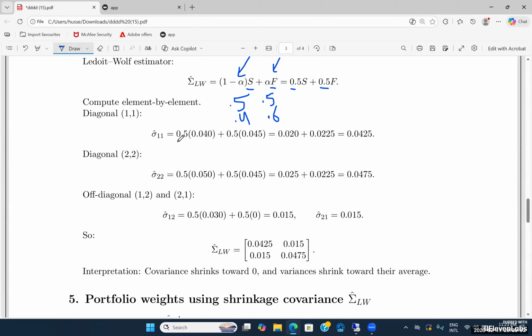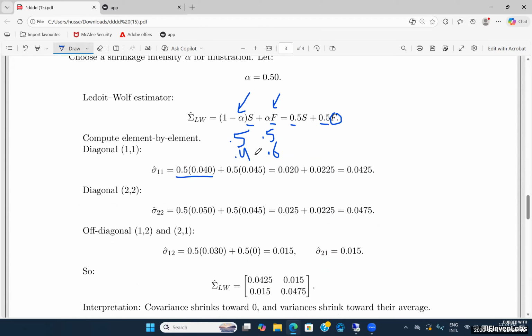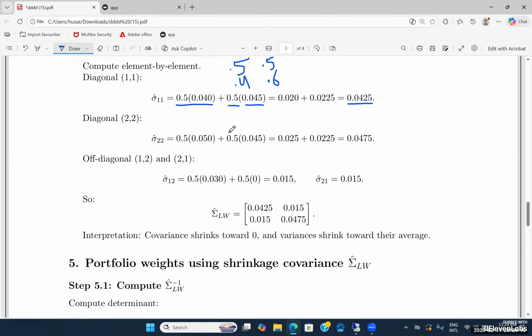To begin, you would simply multiply the assigned weight by the calculated variance of the initial asset. Then you would also take the value of 0.5 and multiply it by that same variance of the first asset. This is performed in accordance with the specified target matrix. Specifically, the target matrix states that the variance value for the first asset and similarly for the second asset is 0.045. Therefore, we multiply this value by 0.5. This calculation will then provide us with the specific variance associated with our first asset.